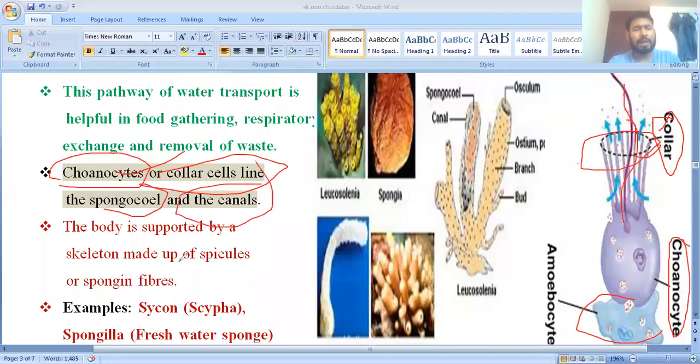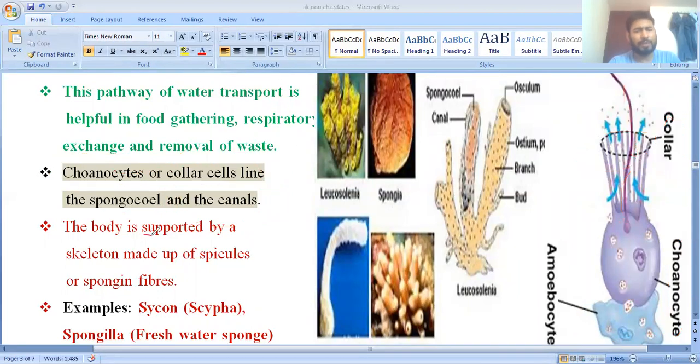And if you read the next point, the body is supported by a skeleton made up of spicules. What is this skeleton? This skeleton is known as the exoskeleton.